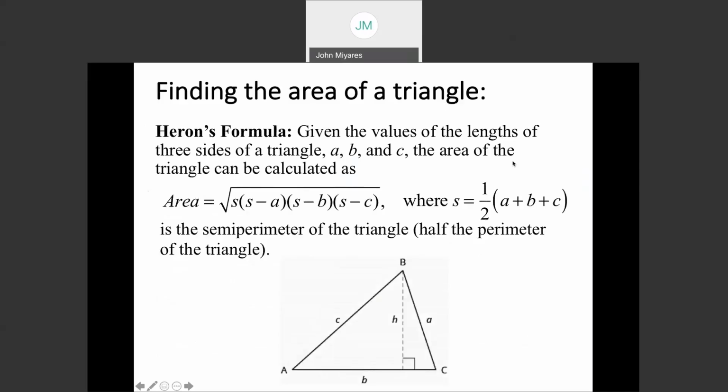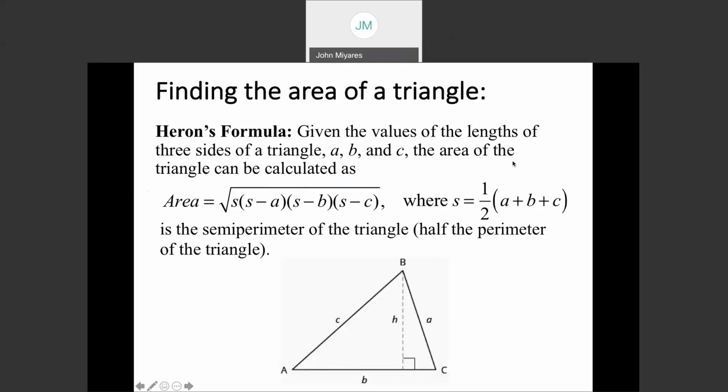Given the values of the lengths of the three sides of a triangle, A, B, and C, the area of a triangle can be calculated as the square root of the quantity S times S minus A times S minus B times S minus C, where S equals 1/2 of the quantity A plus B plus C, or sometimes we call that the semi-perimeter of the triangle because it is half the perimeter of the triangle, perimeter being the sum of the lengths of the three sides in the triangle.